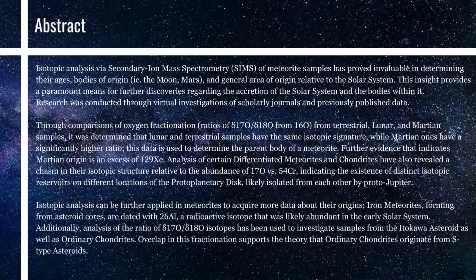Isotopic analysis of meteorite samples has been vital in determining their ages, origins, and location in the solar system. We determined that Martian samples' higher ratio of oxygen-17 and 18 and excess xenon-129 helped identify their parent body. Lunar samples have almost identical oxygen isotope ratios to those on Earth, and differentiated meteorites and chondrites reveal distinct isotopic reservoirs, possibly isolated by proto-Jupiter. This approach also aids in dating iron meteorites with aluminum-26 and linking ordinary chondrites to S-type asteroids.